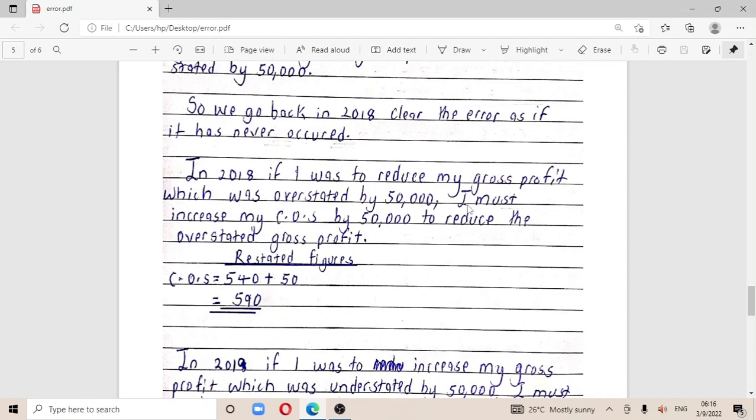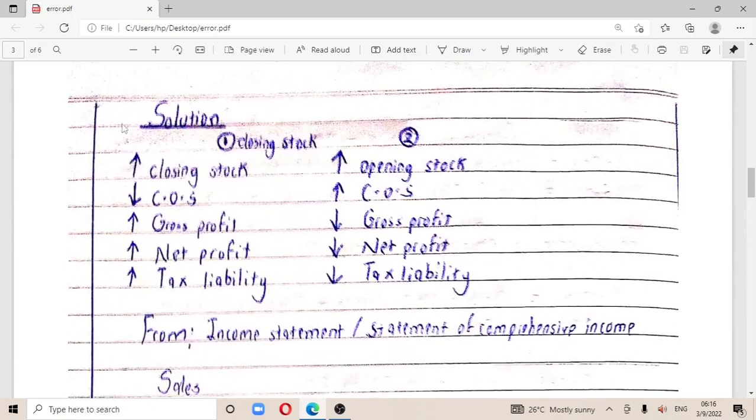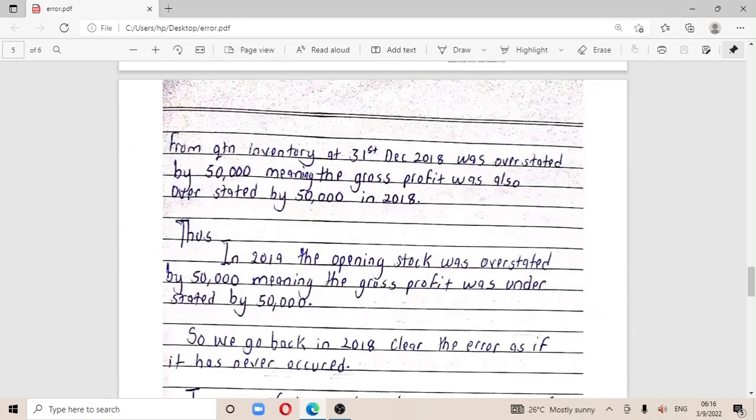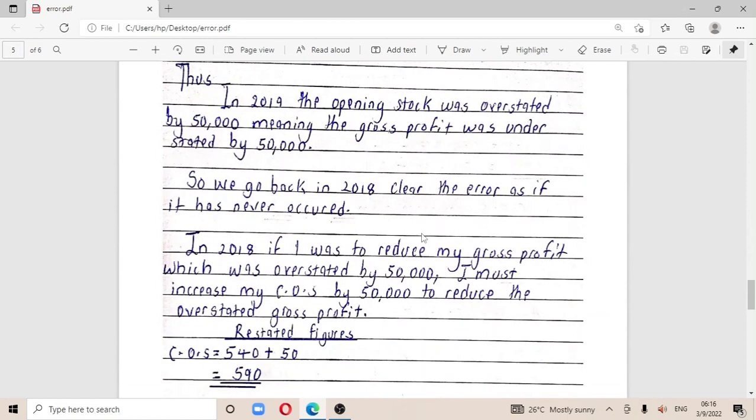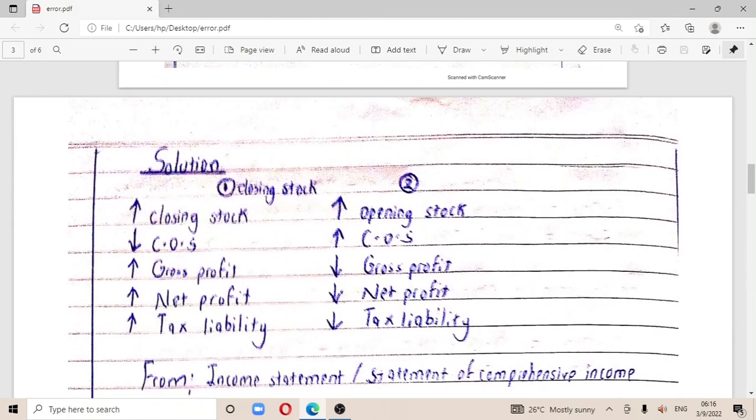If I take you back here, my gross profit is being overstated. If I want to reduce my overstated gross profit, I must increase the cost of sales to reduce the overstated gross profit. Sorry, let me take you back. In 2018, if I was to reduce my gross profit, which was overstated by 50,000, I must increase my cost of sales by 50 to reduce the overstated gross profit.